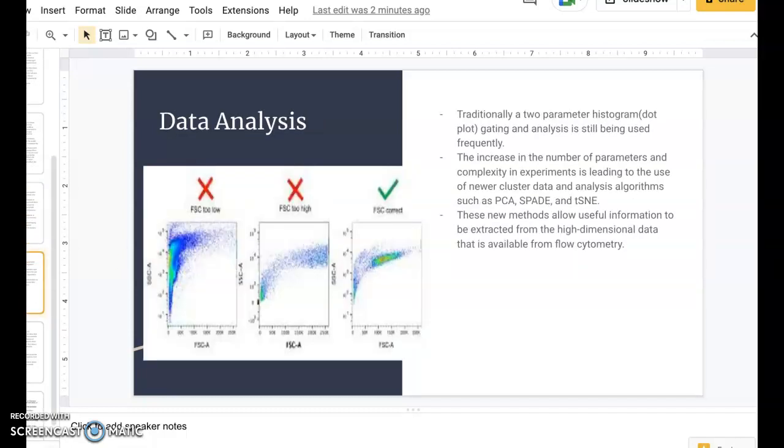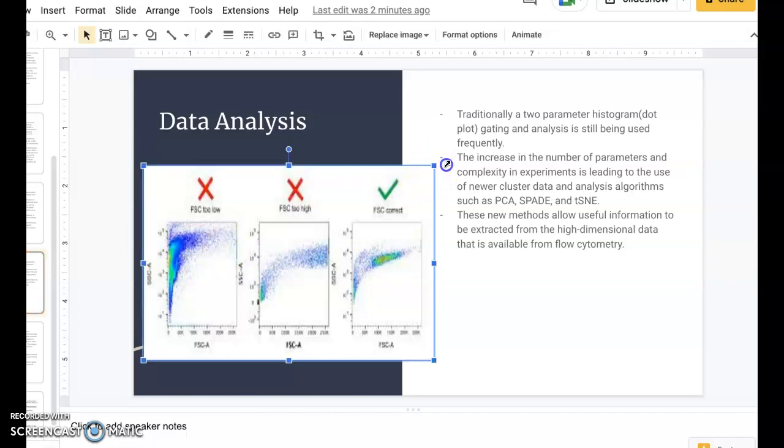For data analysis, traditionally a two-parameter histogram or a dot plot, called gating and analysis, is what is used currently, but there is another option. The increase in the number of parameters and complexity in experiments is leading to the use of newer cluster data and analysis algorithms such as PCA, SPADE, and tSNE. These new methods allow for useful information to be extracted from the high-dimensional data that is available from flow cytometry.